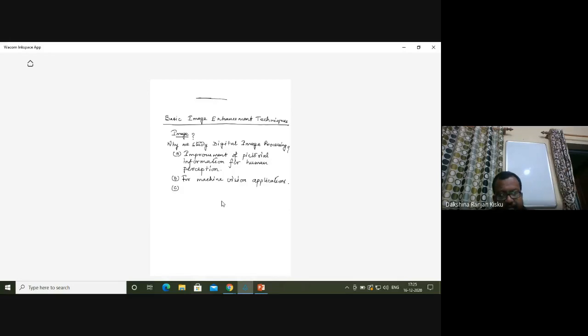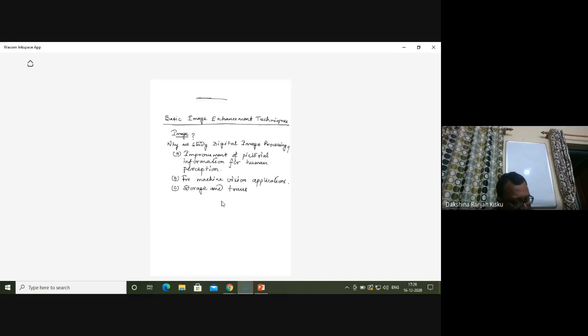What could be the third reason? Suppose we are transferring an image through some network. If the bandwidth of the network is very low, then what do we need to do? What could be done if the bandwidth of the network is low? However, we want to transfer that image through the network. Compression. Yes, compression. So we will go for compression of the image. The third reason could be for storage and transmission.